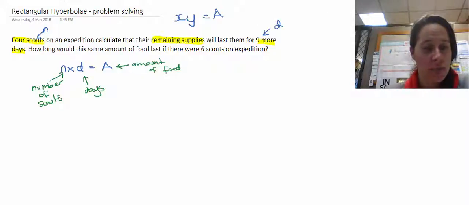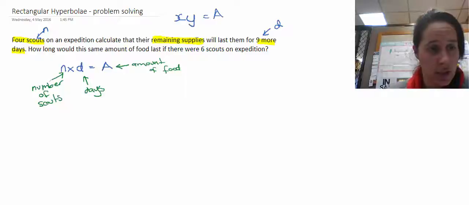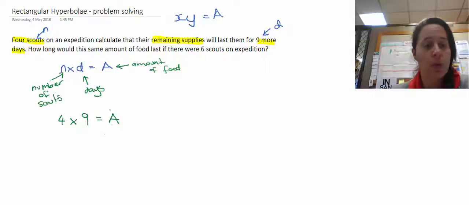So if we substitute in now the information we know for each of those things, we've got 4 scouts, enough food for 9 days, and that equals however much food they have, which we aren't actually told, but we know it's a set amount.